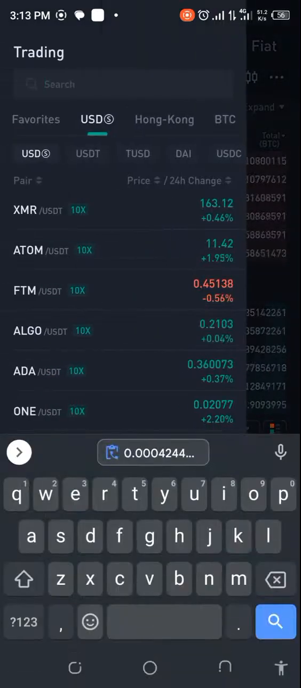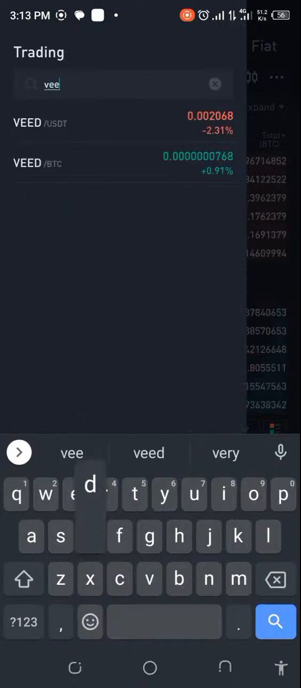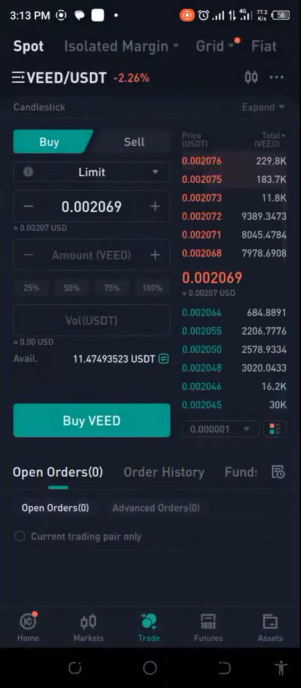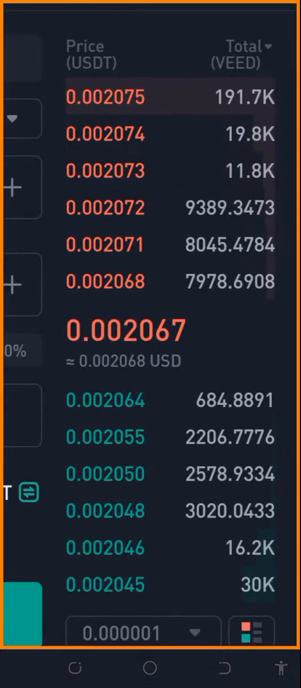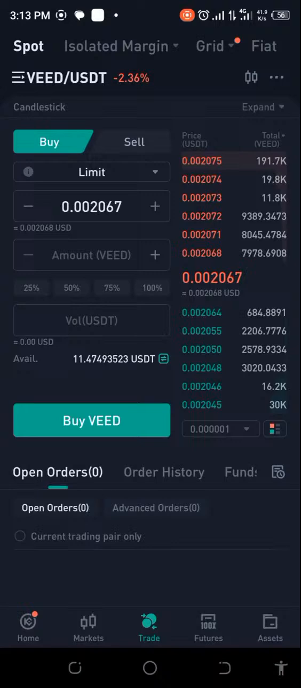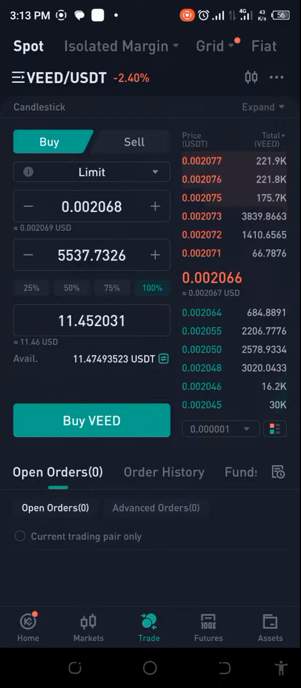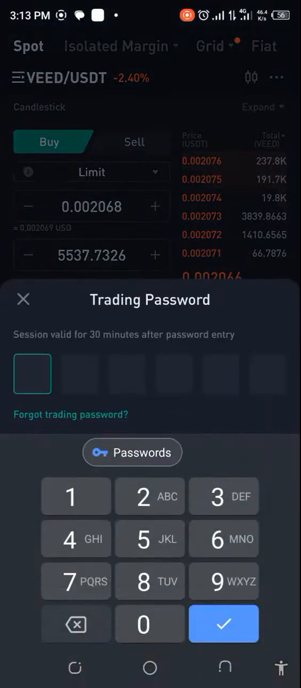Go back to VEED/BTC. We saw that with the limit order, but using the submissions in the order book, we should be able to make profit. Let me see whether that's possible. We have a good one. I will choose one of the red ones here and then click on 100%, and we should be able to buy that instantly. All right, I'll put in my confirmations, my verifications, and I'll be back.